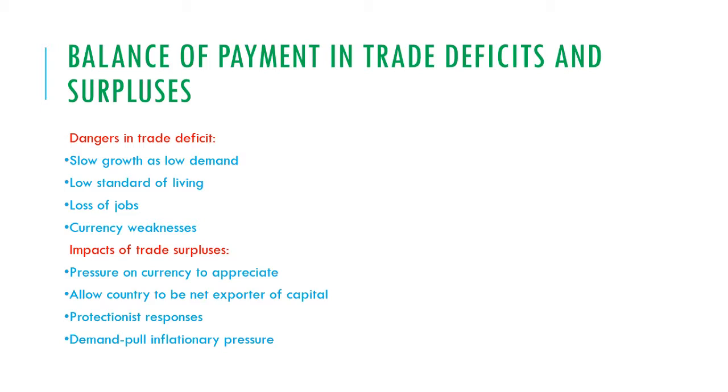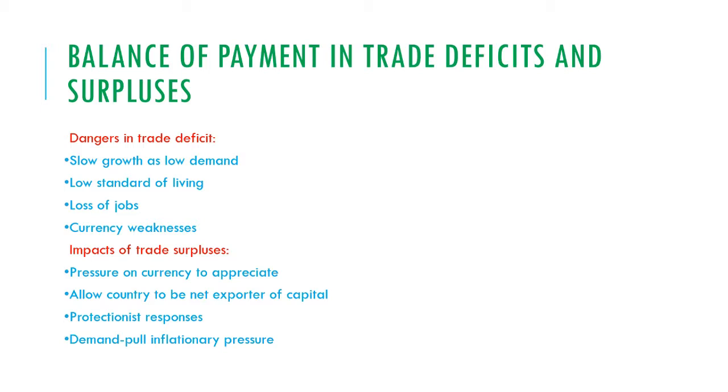So, in a balance of payments, if you have a trade deficit, which essentially means you're importing more than you're exporting, so you're not exporting enough, you're not producing enough, this will mean you'll have slow growth, there's low demand, there'll be a low standard of living, you'll have a loss of jobs, and the currency will weaken as well.